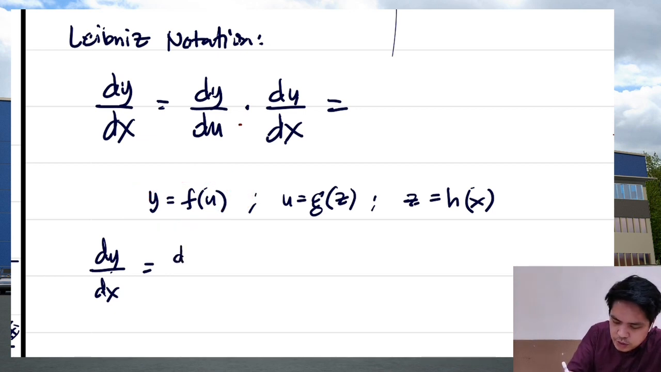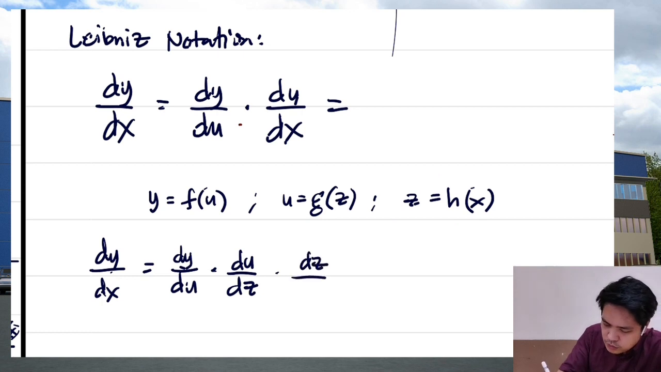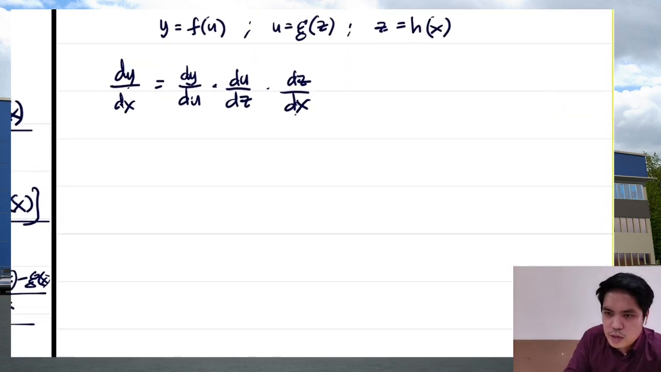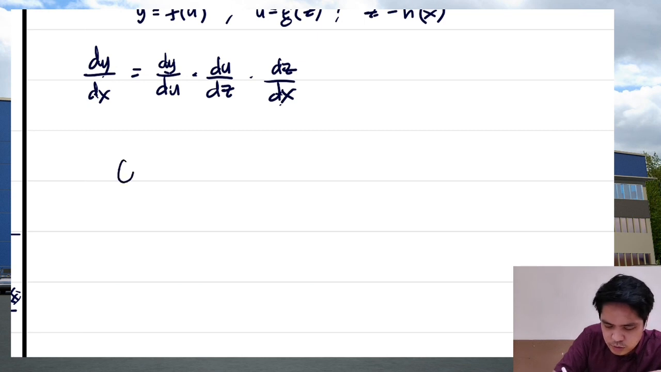That would be dy over du. Then multiply that by the derivative of this sunod. That would be du over dz, and multiply that by the derivative of this function, which is dz over dx. So parang chain lang siya. Or here's an easy way of remembering the chain rule. So you're like imagining, this is a common way of remembering the chain rule.